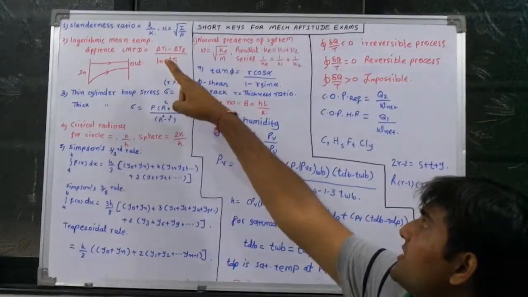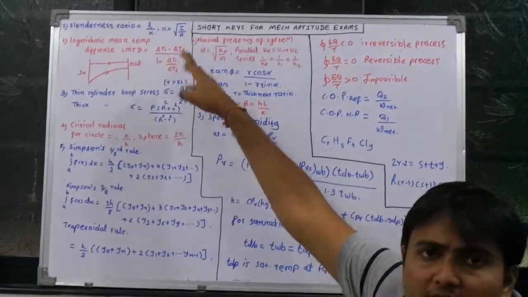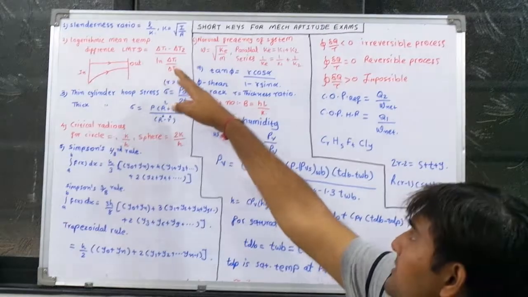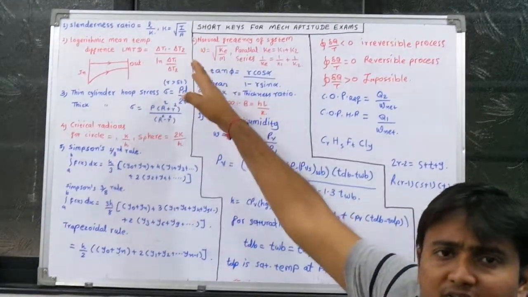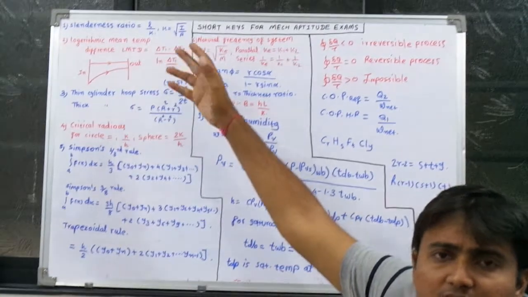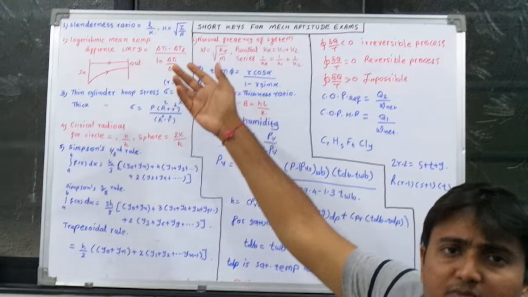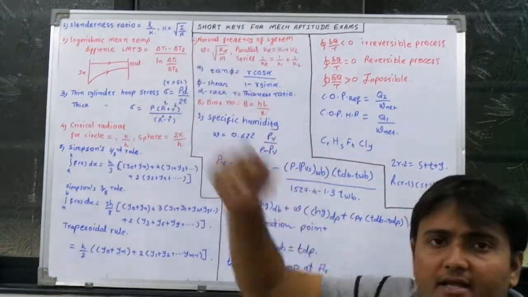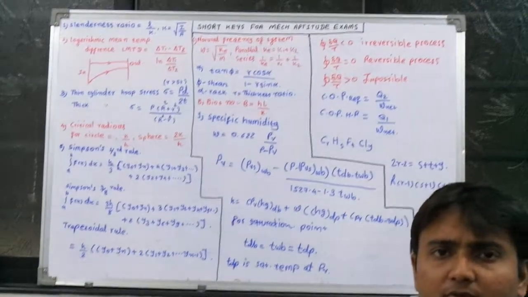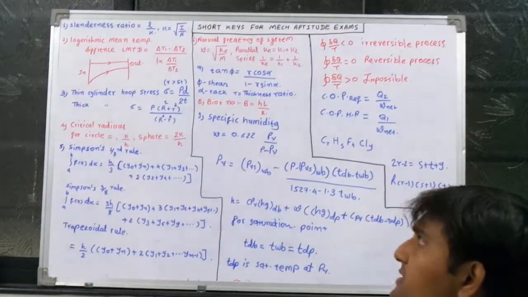The first one is the slenderness ratio, where slenderness ratio is equal to L divided by K. L is the length, K is given by under root I by A, where I is the moment of inertia. Moment of inertia for a circular shape is pi by 64 d raised to 4. For a rectangular shape it is BD cubed divided by 12. Very well-known formulas. And area for a circle is equal to pi by 4 d squared, and for a rectangle it is generally B into D.